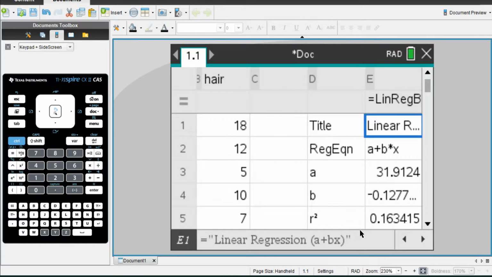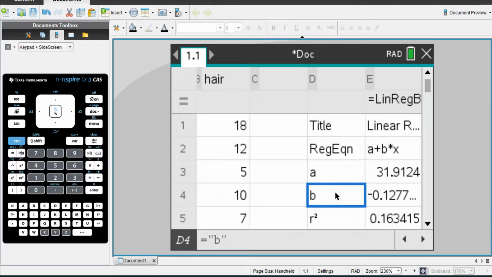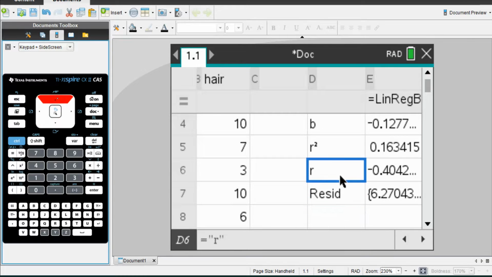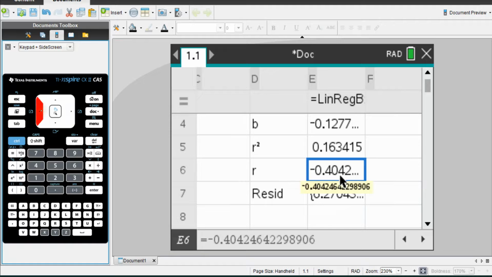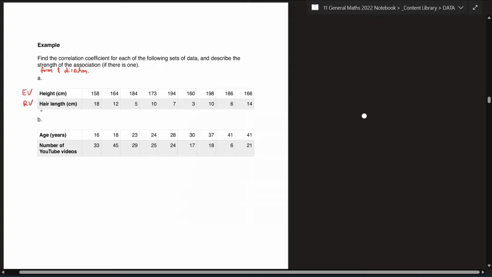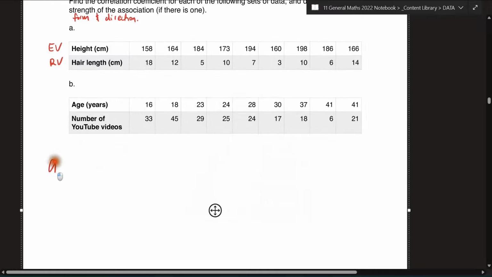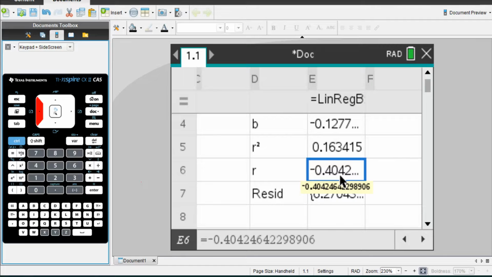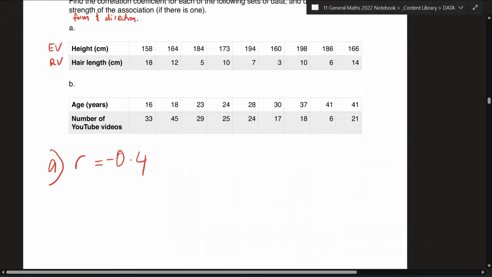And now from there, you're going to get a bunch of different variables. There's a lot happening here, but what I want us to focus on for now is just the R value right here. The R value here is negative 0.4. Actually, let me double check that. It's negative 0.4. What does that mean?